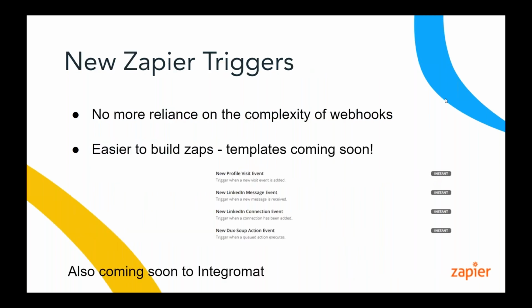And then finally, the new Zapier triggers. Normally a trigger within Zapier would be a webhook, and the webhook would listen for certain data. Well, now we can actually have these events here. So a new profile visit event, a new message event, connection event, or an action event can be your actual triggers now in Zapier. So there's no need to copy and paste that webhook into Dux Soup options and so on. You can build your zaps based upon these particular trigger events, and hopefully towards the end of the demo I'll have time to show you that as well.